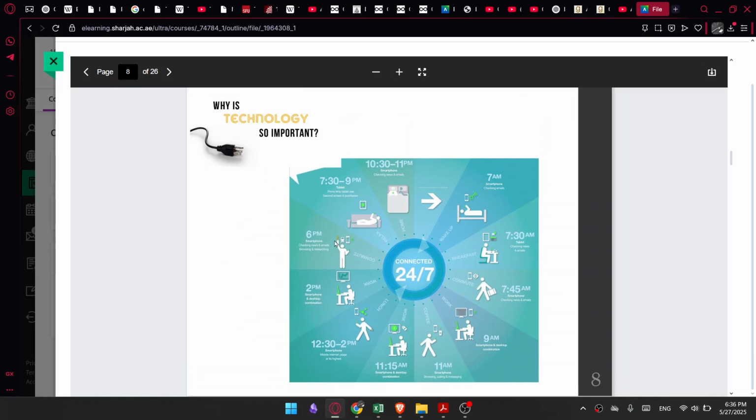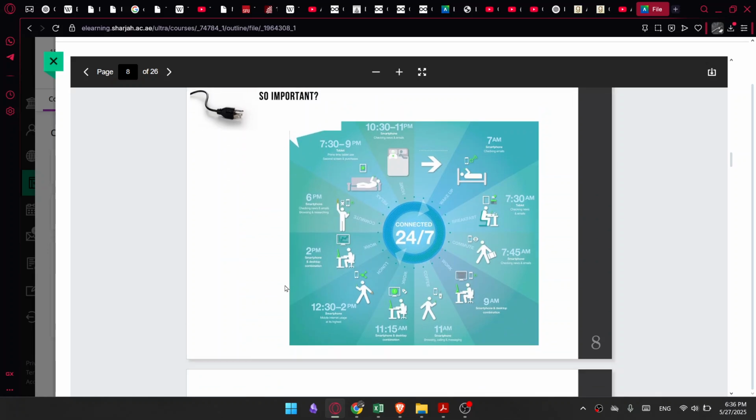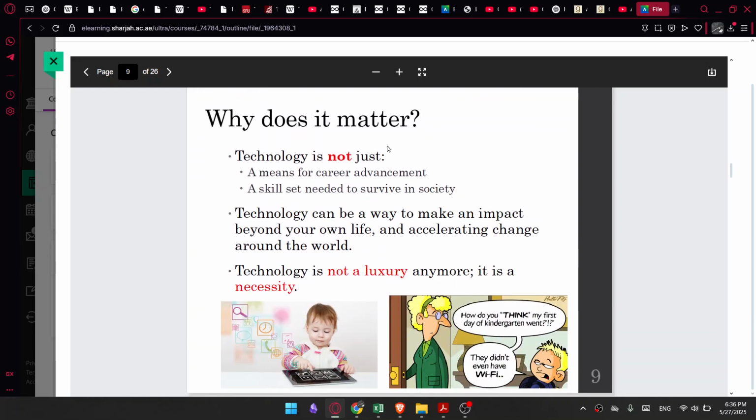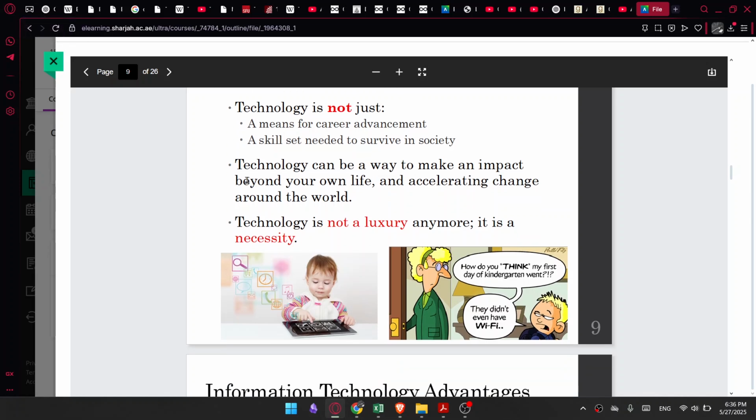Here we have why technology is so important. So why does it matter? Technology is not just a means of career advancement, a skill set needed to survive in society. Technology can be a way to make an impact beyond your own life and accelerating change around the world. Technology is not a luxury anymore, it is a necessity.